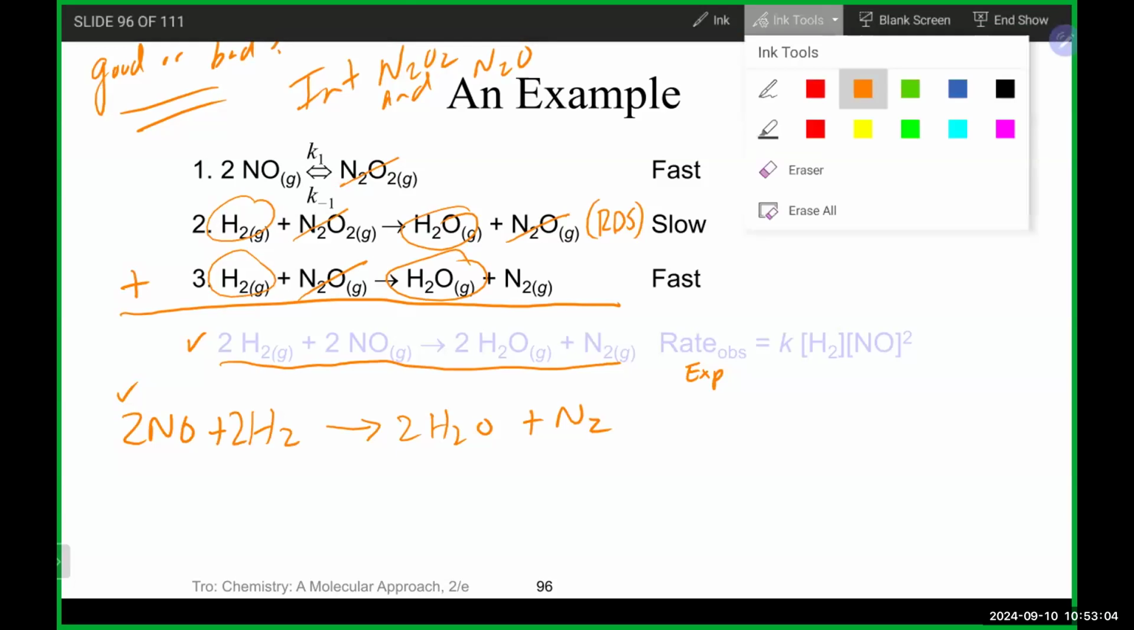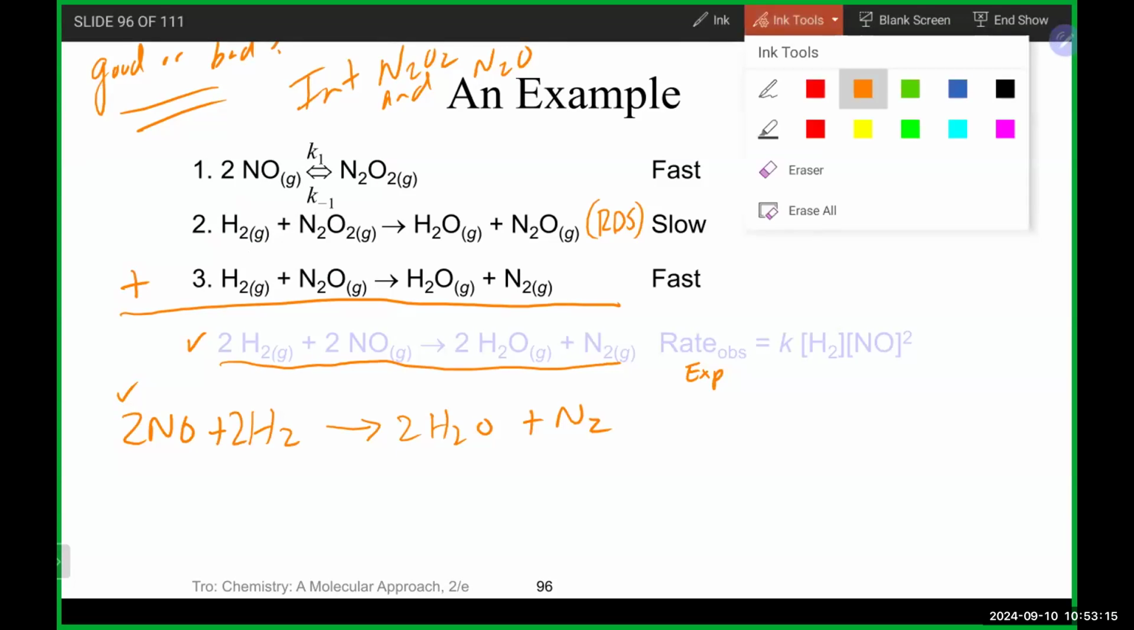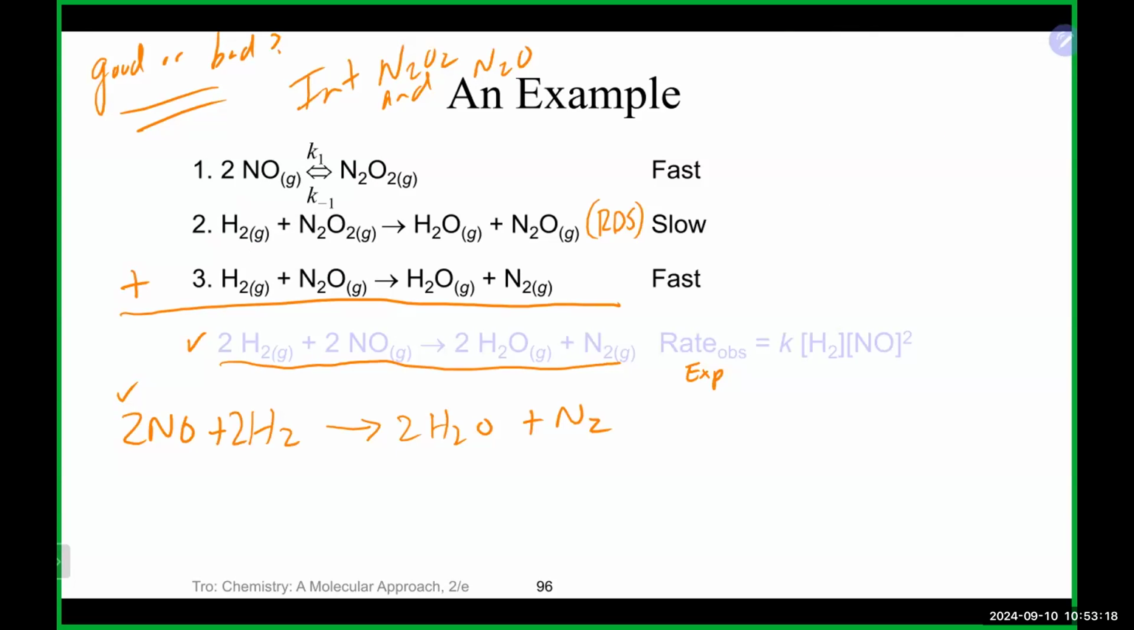So what we know is that if this is going to be a good mechanism, the rate determining step or the slow step should have the exact same rate law as the one that was found experimentally. So we could go to the slow step and we could write the rate law. For the slow step, the rate is equal to our reactants, which would be k times H2 and N2O2, right? And then we can compare these two to see if they match. Do they match?